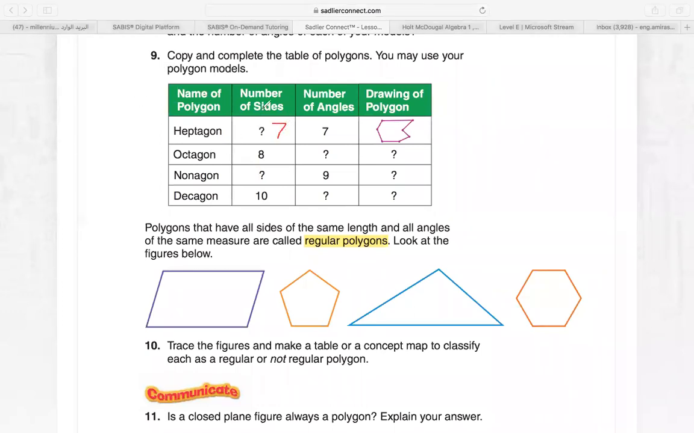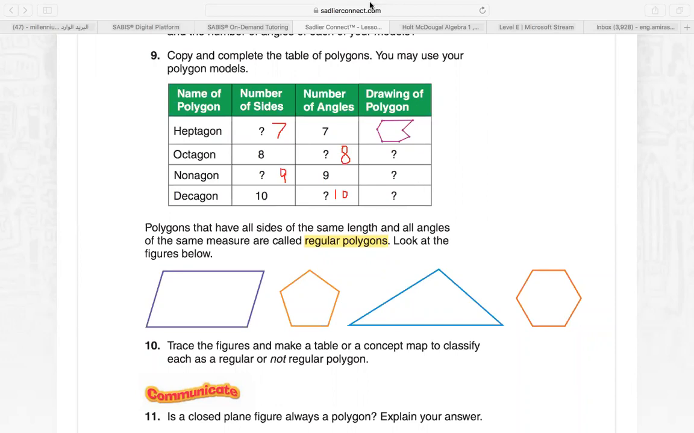Okay, octagon, it has 8 sides, 8 angles also. Nonagon, 9, so it will also have 9. Decagon, 10, so it's 10 angles. Here you can draw any polygon that has 8, or 9, or 10. But make sure that when you are drawing, they are closed by the end.